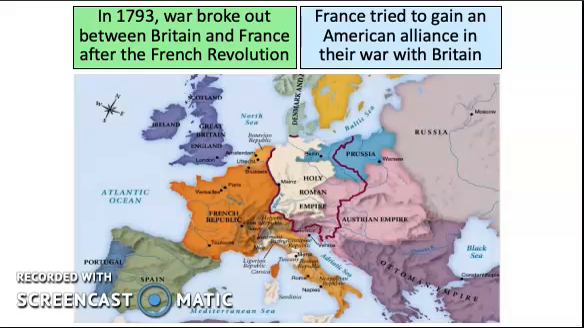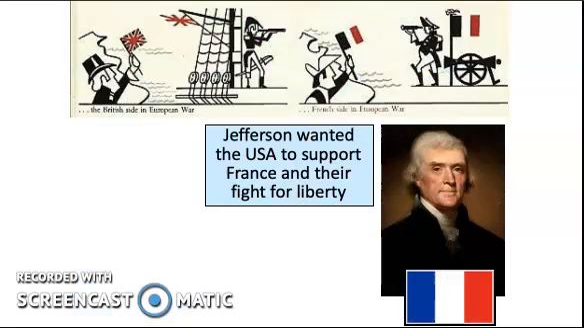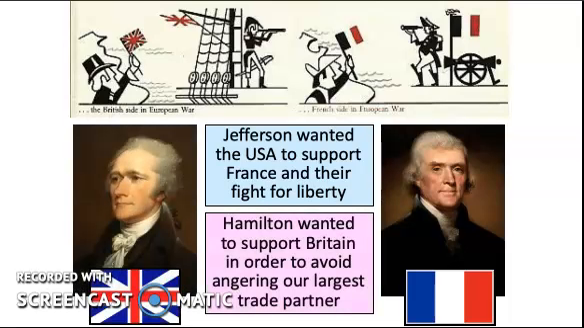And this really makes sense, right? Because we had fought during the American Revolution in the hopes that France would join us, and they did after the Battle of Saratoga. And it's time for us to repay our debts. And there's certainly people that want us to. Like Jefferson is going to want the United States to support France to fight for their liberty. On the other hand, Hamilton wants us to support Britain, specifically to avoid making our largest trade partner angry.